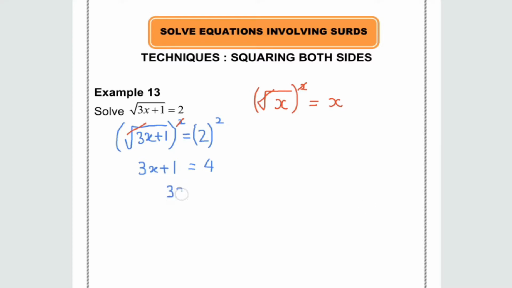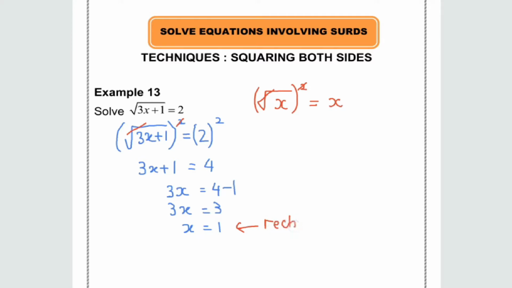So now we just need to rearrange our equation. 3x = 4 - 1, 3x = 3, and x = 1. So we have the answer x = 1 for this question. But don't forget to recheck our x.